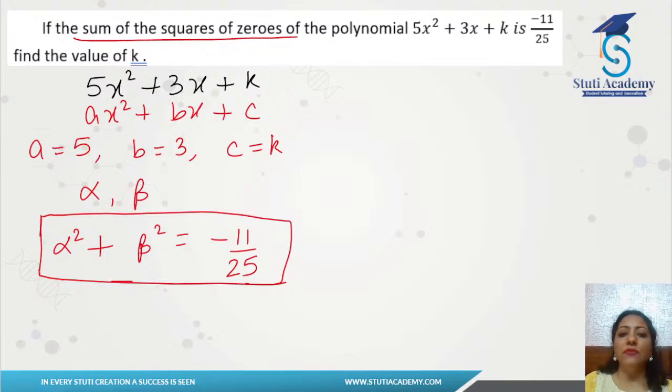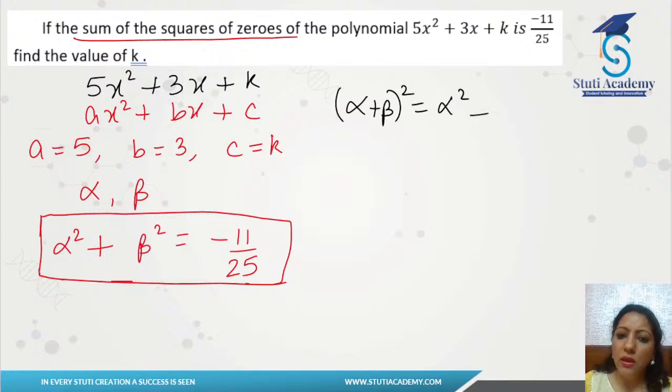And we have to find the value of k. Now how to proceed in such questions? It's very easy. We already know (alpha plus beta) whole square is alpha square plus beta square plus 2 alpha beta. So this is of the form (a plus b) whole square. This we have done in grade 8. It's a square plus b square plus 2ab.